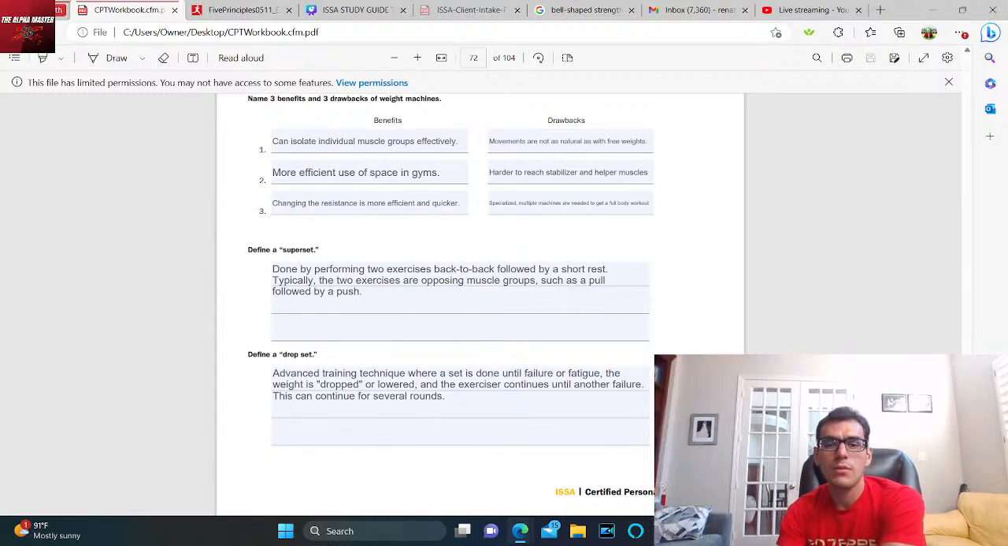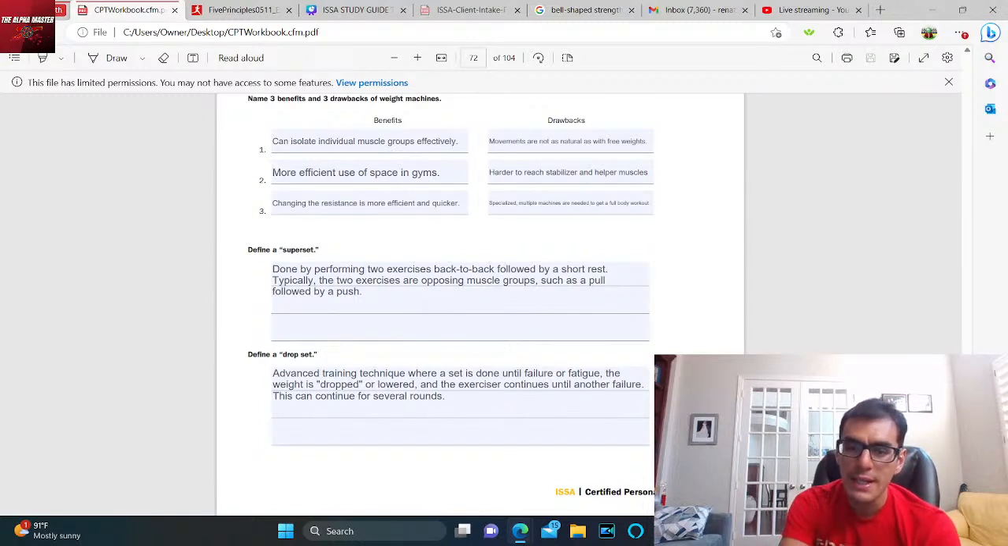The drop set is an advanced training technique where a set is done until failure or fatigue. The weight is dropped or lowered, and the exerciser continues until another failure. It can continue for several rounds.